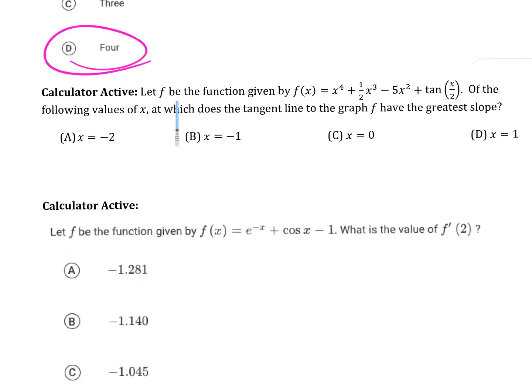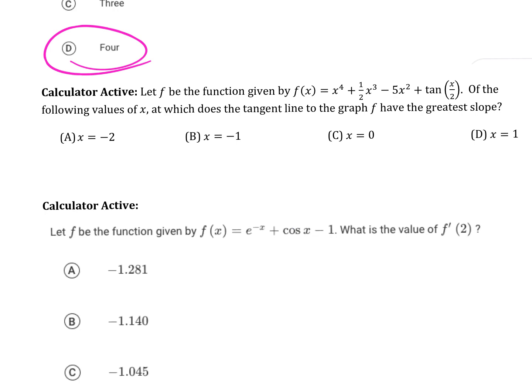Okay, let's grab our calculators. Let's talk about what we're going to do. It says, hey, we've got this function f. Where does the tangent line have the biggest slope? Let's go take a peek at this graph. So let's plug this into your y equals. We got x to the 4th plus 1/2 x to the 3rd minus 5x to the 2nd plus the tangent of x over 2. And then maybe do yourself a zoom 6 window.